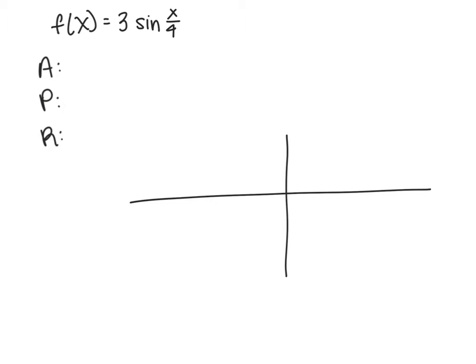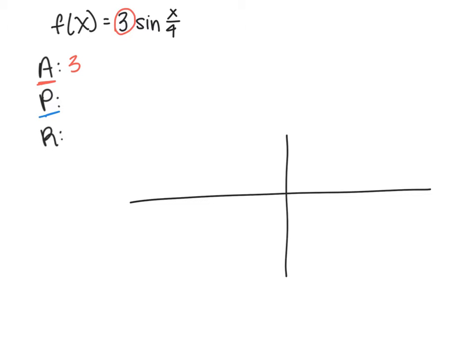So right now when we look at this graph, we're looking for three things. What is the amplitude, what is the period, and is there reflection? From there we can just graph our normal sine curve. So as we look at this, first off for the amplitude, the number out front being multiplied by the trig function is always our amplitude. So we know we have an amplitude of 3.